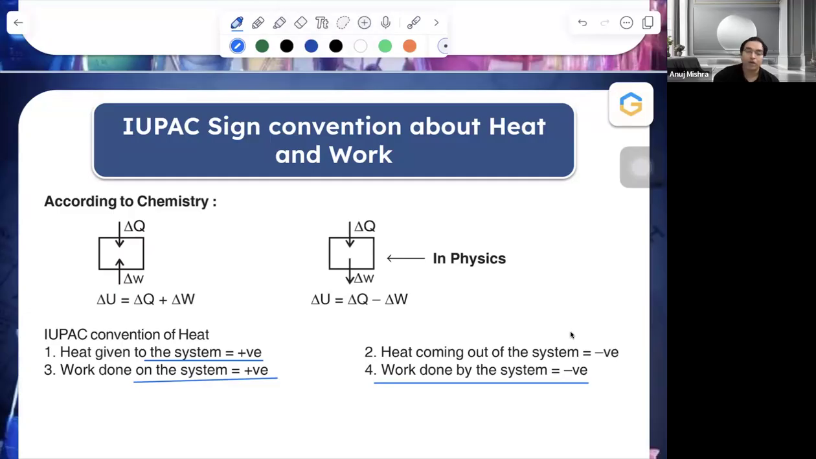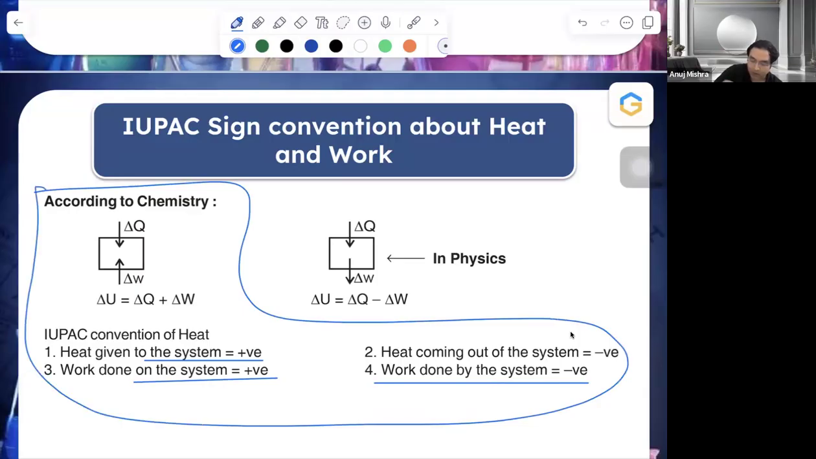नोट डाउन. So if you're giving heat to the system, positive. If system is releasing heat, negative. If you're doing work on the system, positive. If system is doing work, negative. Okay. So please note down this portion. Physics वाला छोड़ दो आप, इतना लिखो पहले.